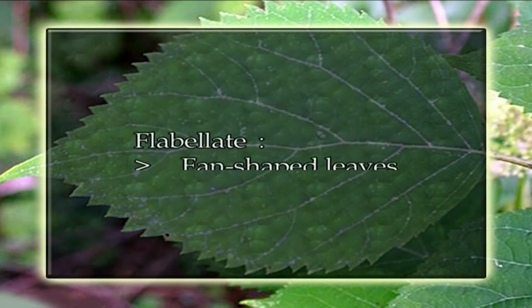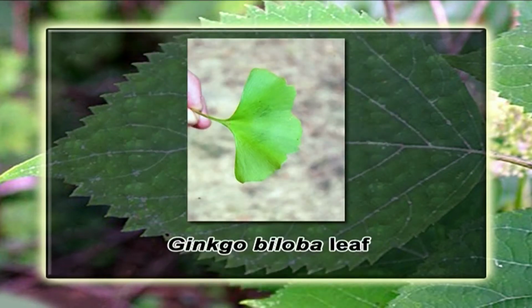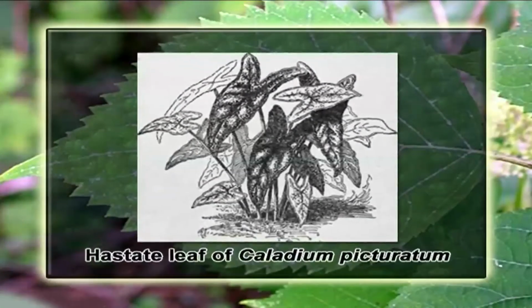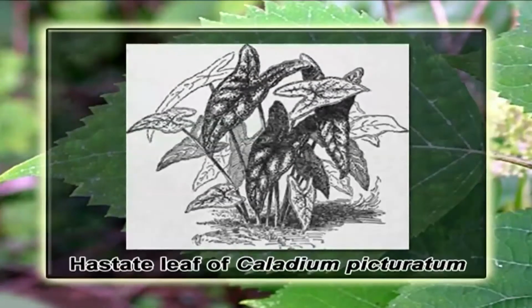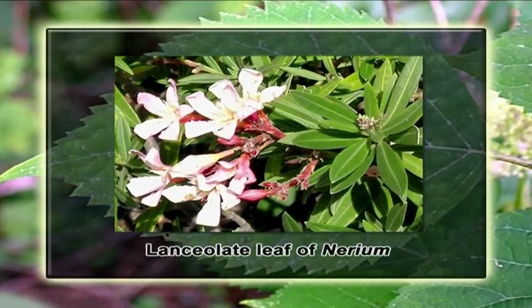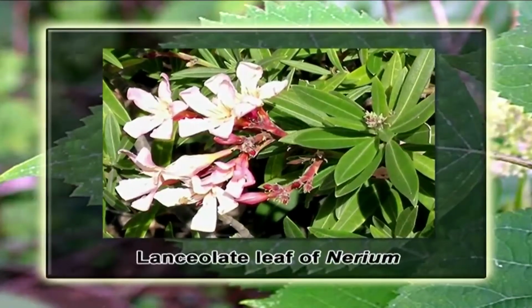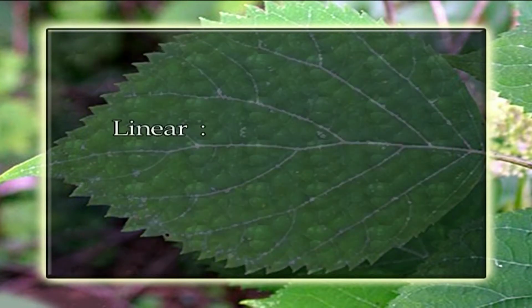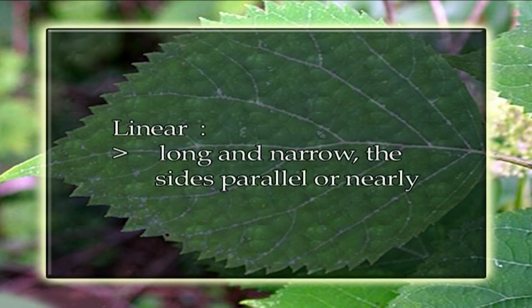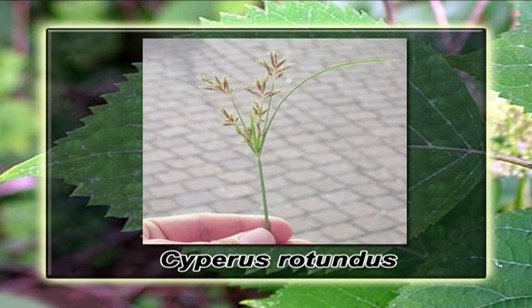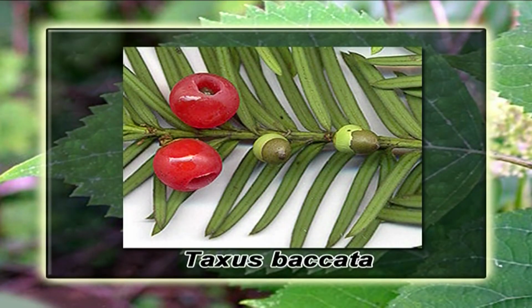Then flabellate, fan-shaped leaves. For example, Ginkgo biloba. Then hastate, that's shaped like an arrowhead and with the basal lobes pointing outwards. For example, Caladium species, Xanthosoma sagittifolium. Then lanceolate, that's lance-shaped, much longer than broad, widening above the base and tapering to the apex. For example, Nerium. Then linear-shaped, long and narrow, the sides parallel or nearly so, as in blades of most grasses, for example, Cyperus rotundus or Taxus baccata, etc.